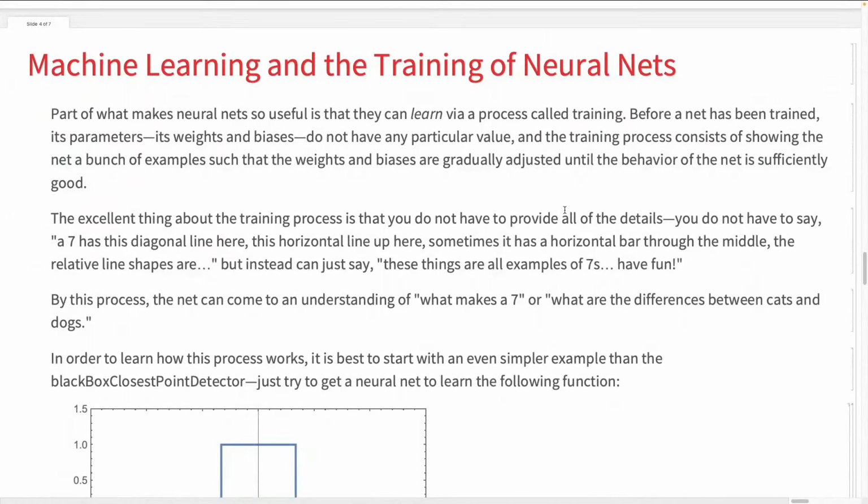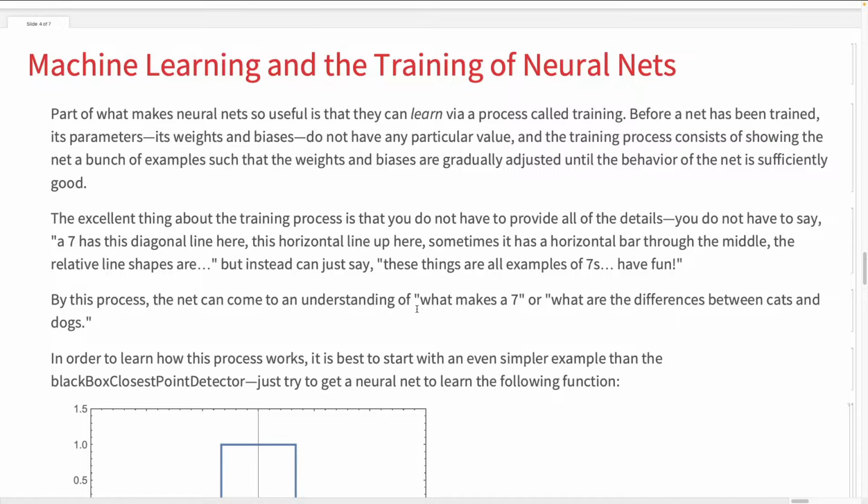So part of the reason that neural networks are so useful, and maybe Julio can tell us a relative percent of why this is why neural nets are so useful, is that they can learn via a process called training.